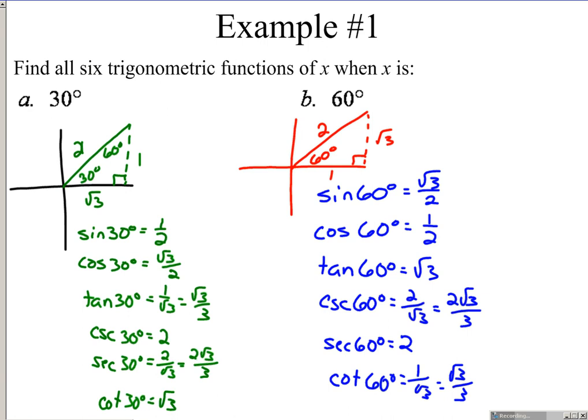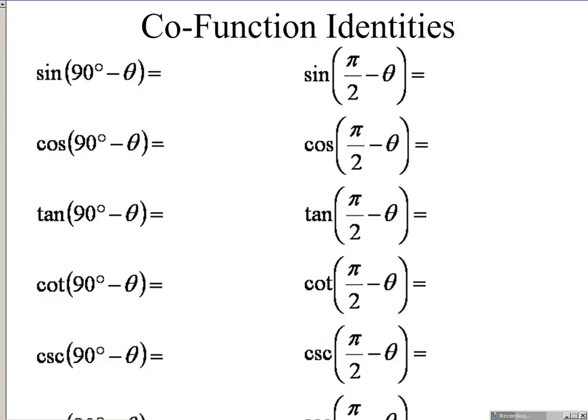This is where the next group of 6 identities come from, which are called the cofunction identities. It has to do with trig functions of complementary angles. Now, there are not 12 different functions here. There are 6. The left-hand column is in terms of degrees. The right-hand column is in terms of radians. That is the only difference.